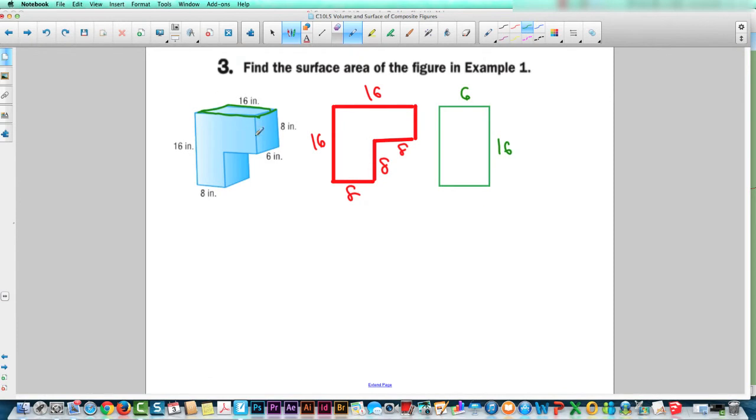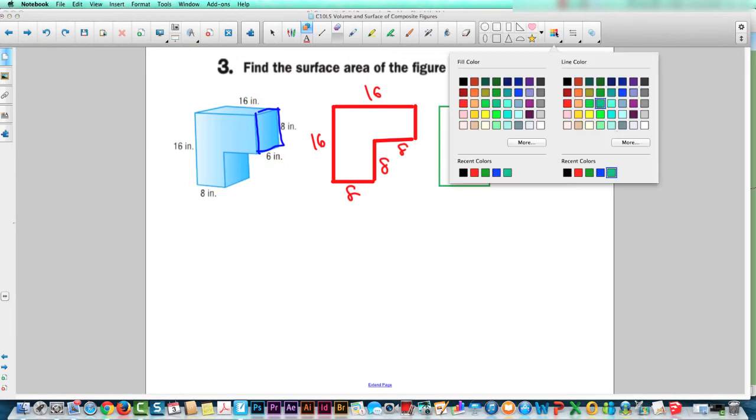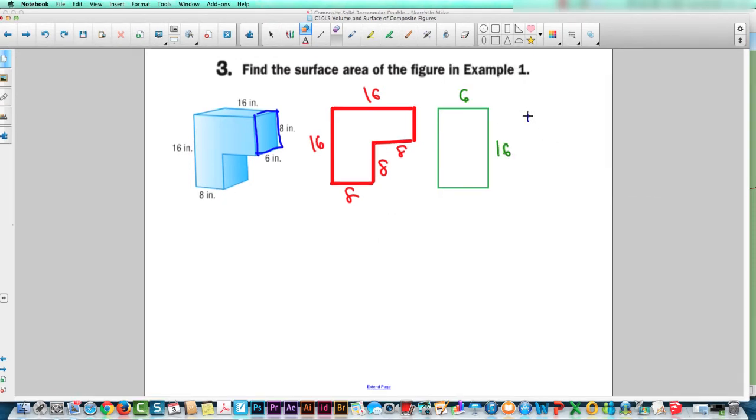Now I'm ready to see if I can find another unique face. First, let me erase this so we don't get confused. I see I have an 8 by 6. I'm going to choose a third color. Let's see, I'll do this one. So I'm kind of doing it in blue. I get my rectangle, and I'm doing it in blue. And I notice that it's an 8 by 6.